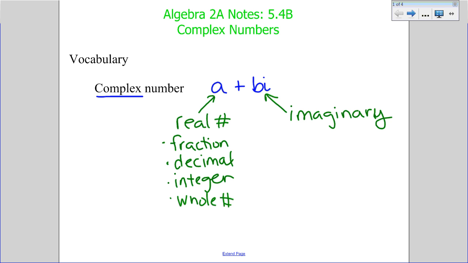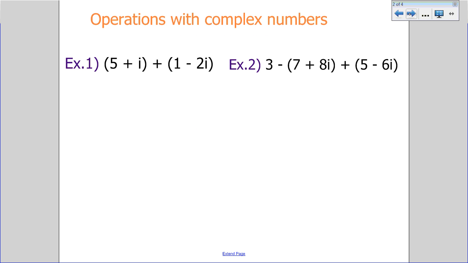And so what we're going to do today is operate with complex numbers, and then the next lesson we're going to use this idea of imaginary numbers and complex numbers to solve some more quadratic equations. So let's take a look. If we're adding or subtracting, you simply combine like terms.